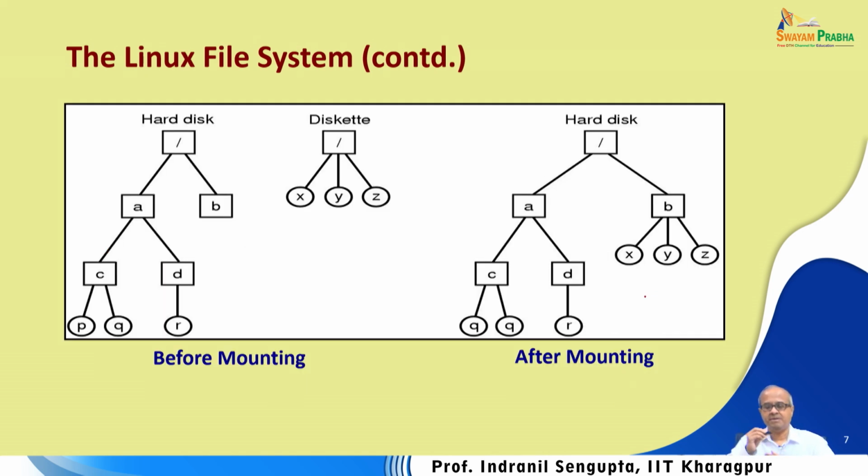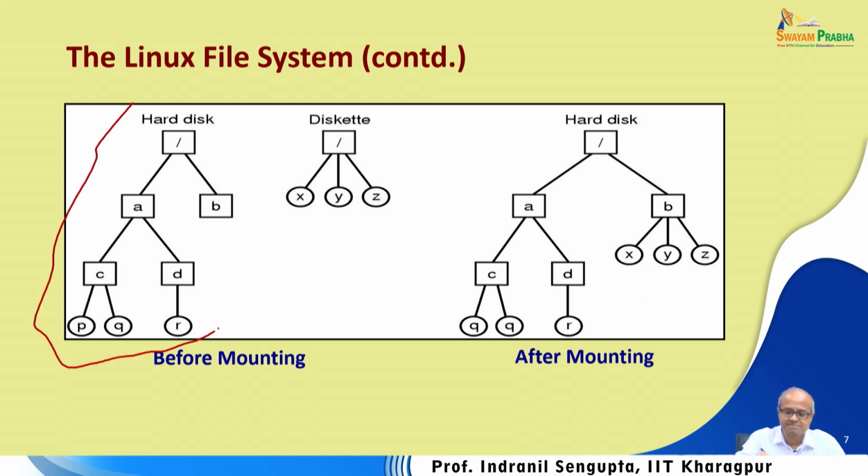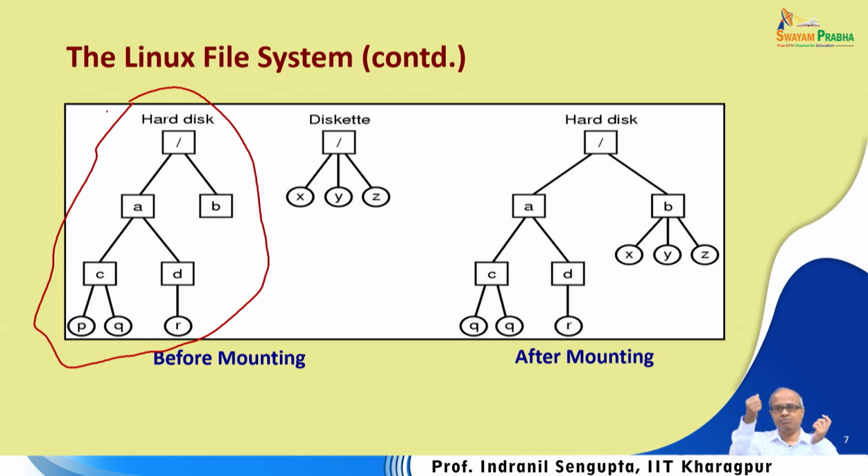Similarly, when we talk about mounting, let us say this is an existing file system which is there on the hard disk. I have booted or started an operating system. This file system is already there. As you can see, under slash there are 2 directories A and B. Under A there is a directory C, there is a directory D, and there are files P, Q, R under them.